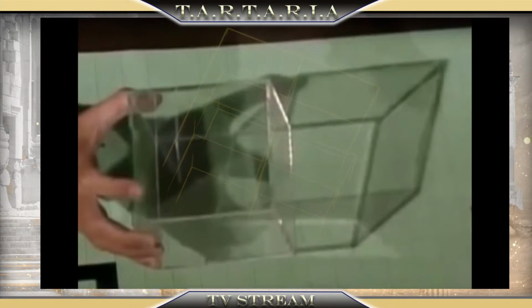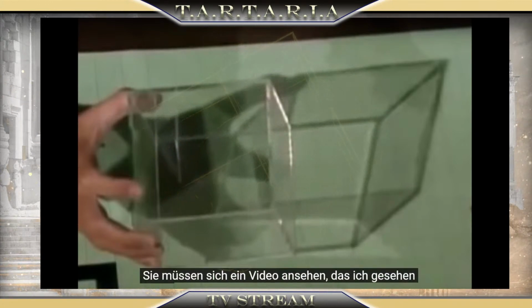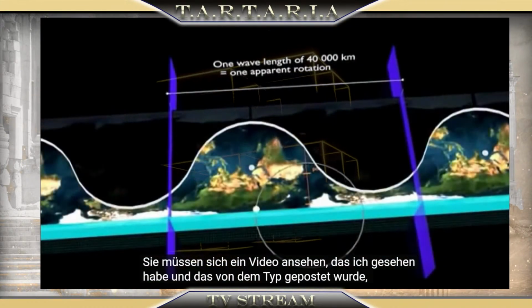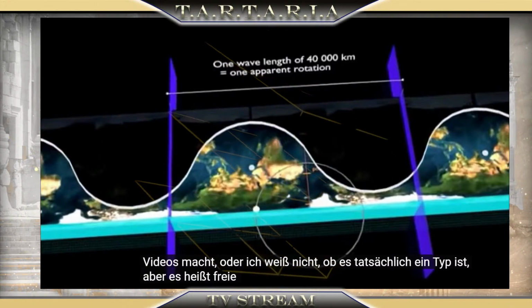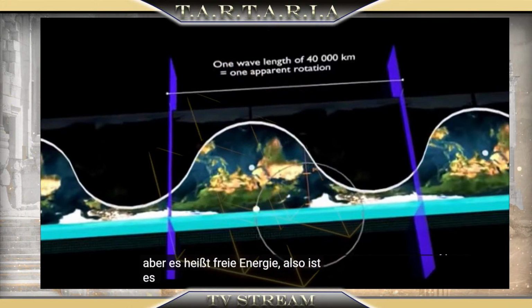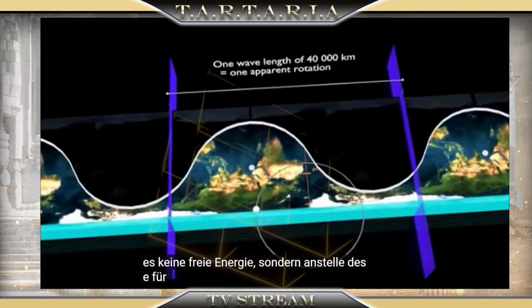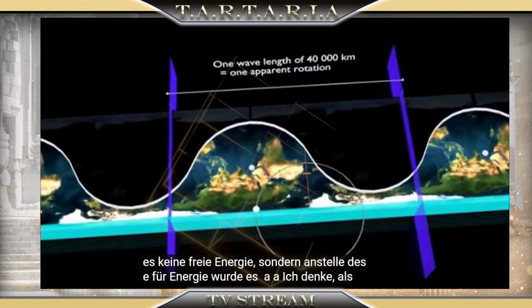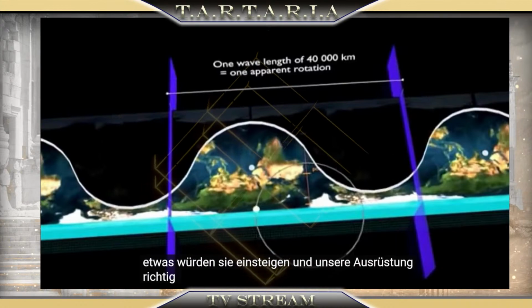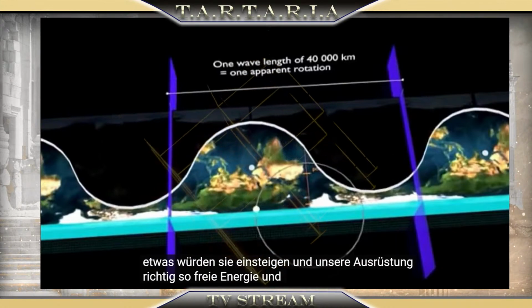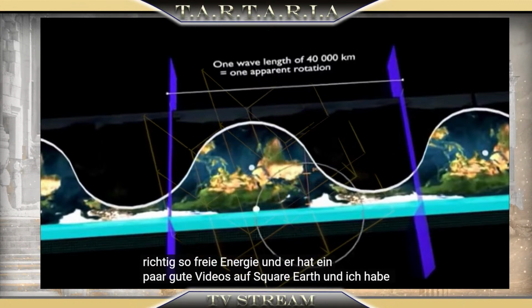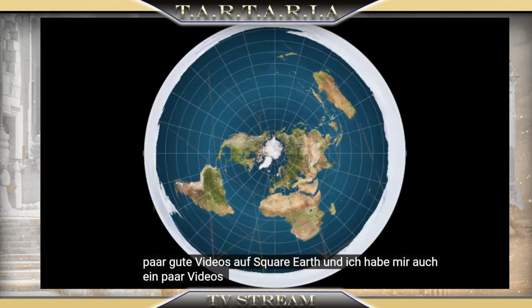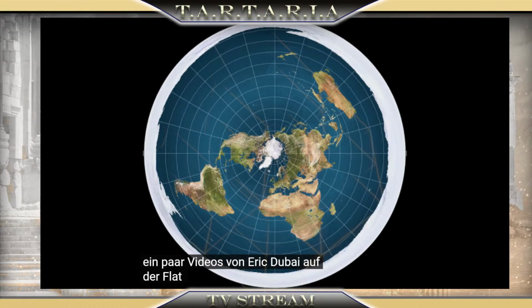The main existence of humans is in that three-dimensional plane. Now, if you want to understand this, you have to look at a video that I saw, posted by a guy, or I don't know if it's a guy actually, called Free Energy. So it's not free energy, but instead of the E for energy, it became an A. I think it has something to do with anarchy, right? So Free Energy. And he has a couple of good videos on square Earth. And I looked at a few videos of Eric Dubai on the flat Earth as well.